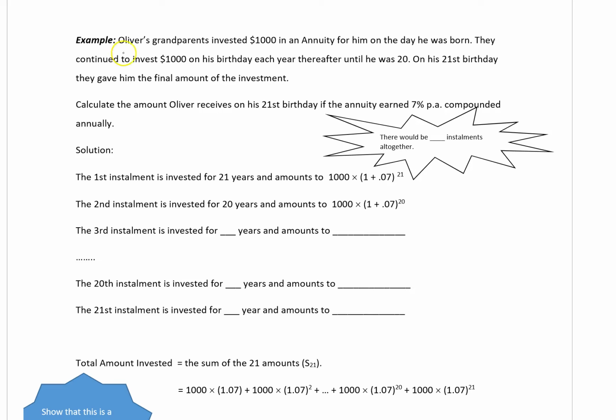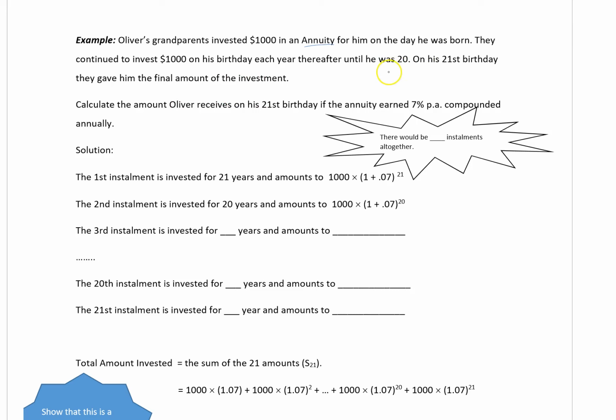So let's have a look at this example. Oliver's grandparents invested $1,000 in an annuity for him on the day he was born. They continued to invest $1,000 on his birthday each year thereafter until he was 20. On his 21st birthday, they gave him the final amount of the investment. So this is an investment that they're in control of, and they're deciding how much they put in and how long they're going to do this for. So just be careful with this.